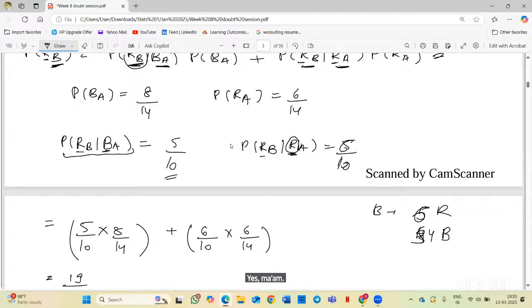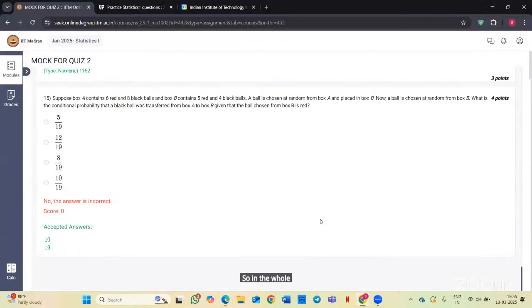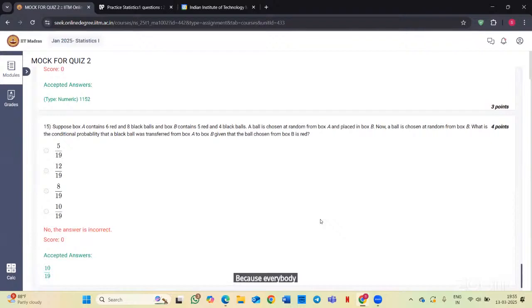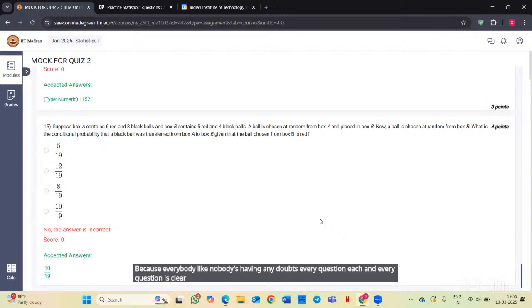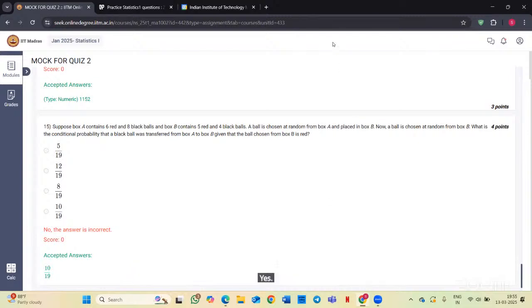So this was the last question. In the whole quiz, nobody has any doubts; each and every question and concept is clear to everyone. Okay then, all the best for the exam. Give your 100%. Don't pressurize yourself. The exam questions will also be of this standard only.